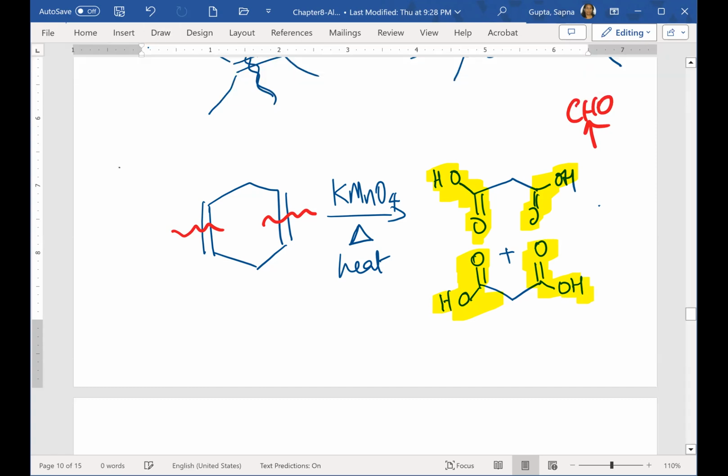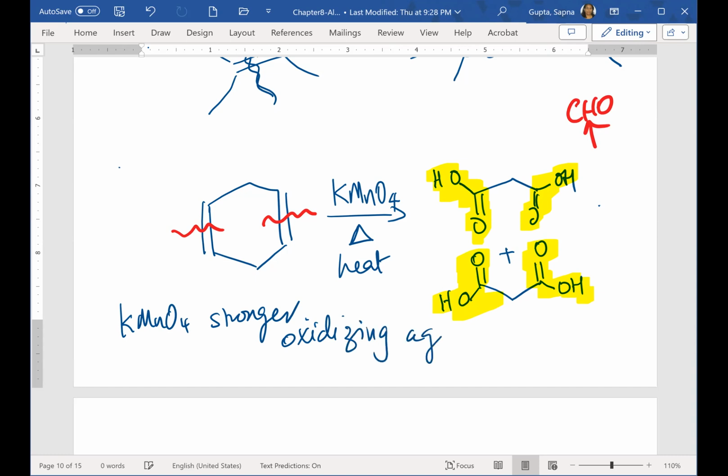Okay, is that KMnO4 is a stronger oxidizing agent than ozone. So because it's a stronger oxidizing agent, it gives even more oxygen to the alkene. Okay, ozone gives only 1 oxygen, but KMnO4 gives 2 oxygens.